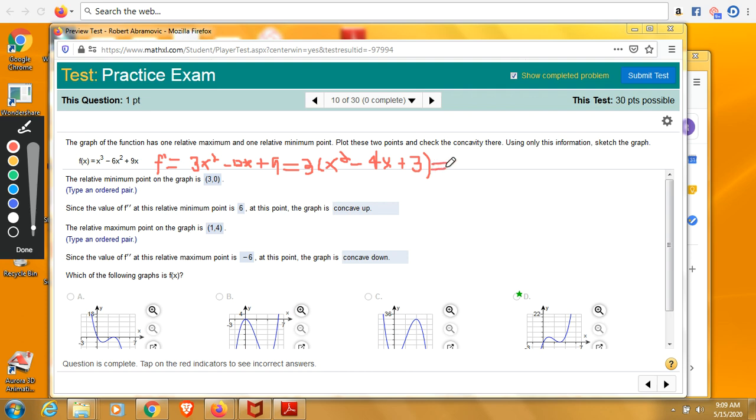So that's the same as 3 times x minus 1 times x minus 3. So the critical numbers are 1 and 3. So I'm just writing C numbers for short here.